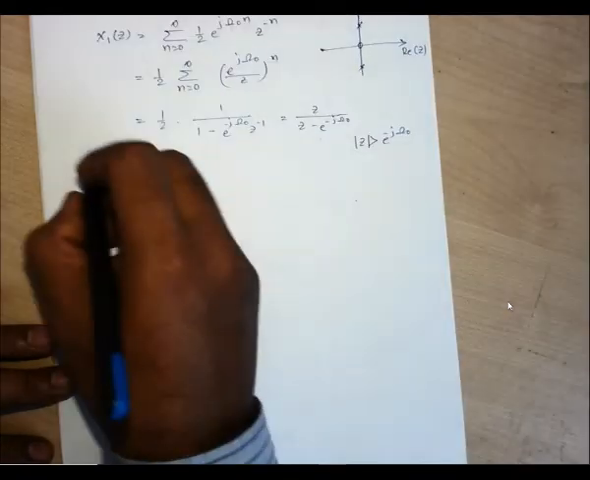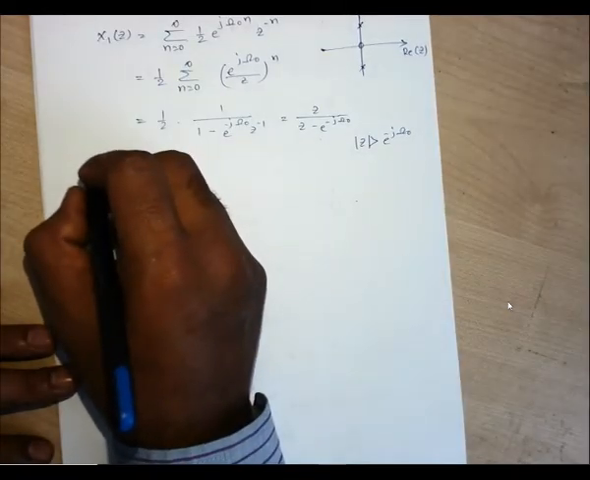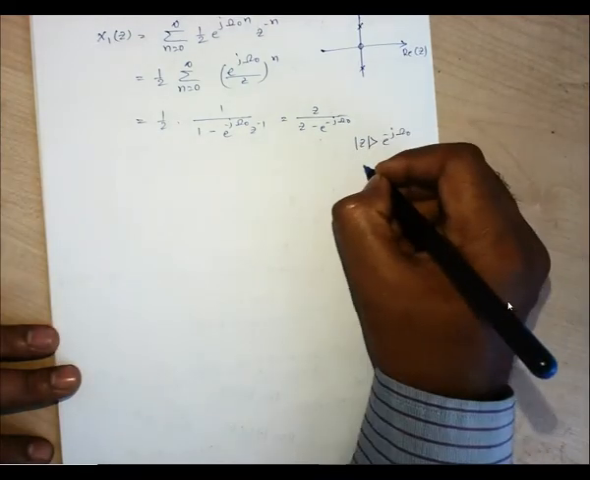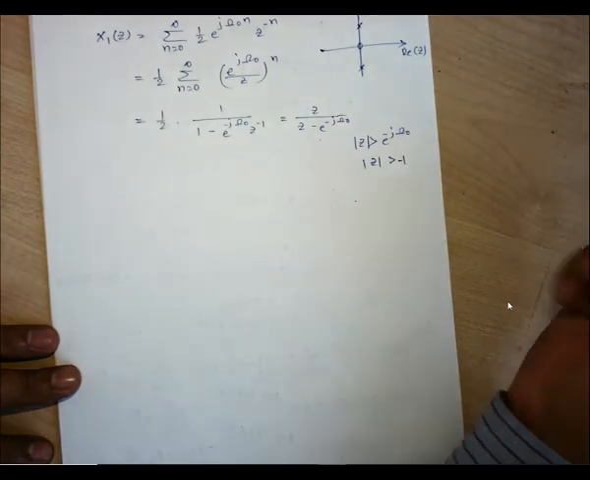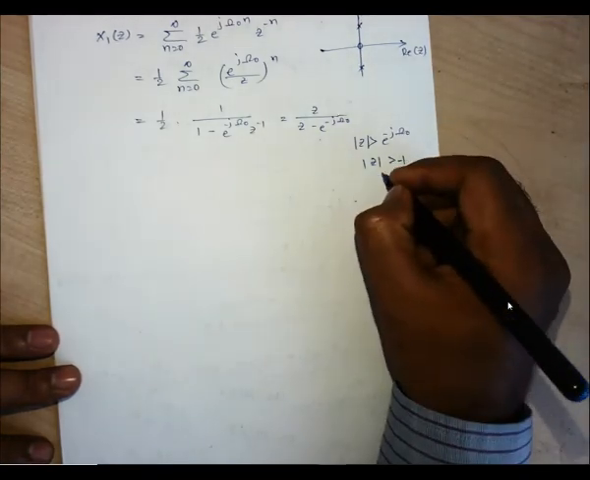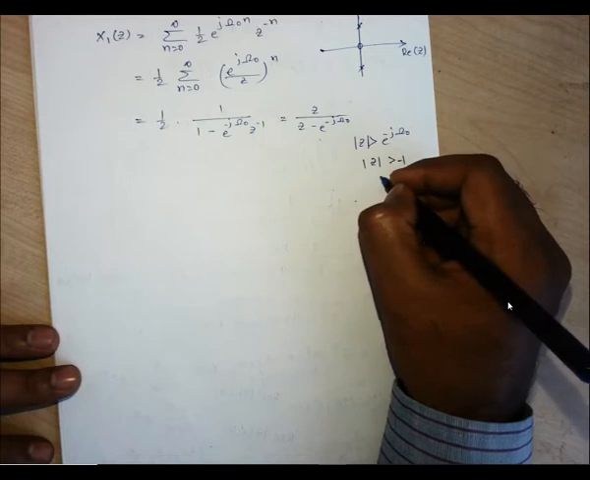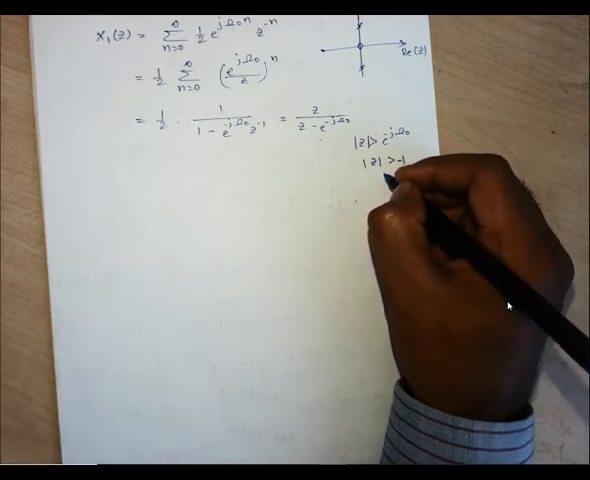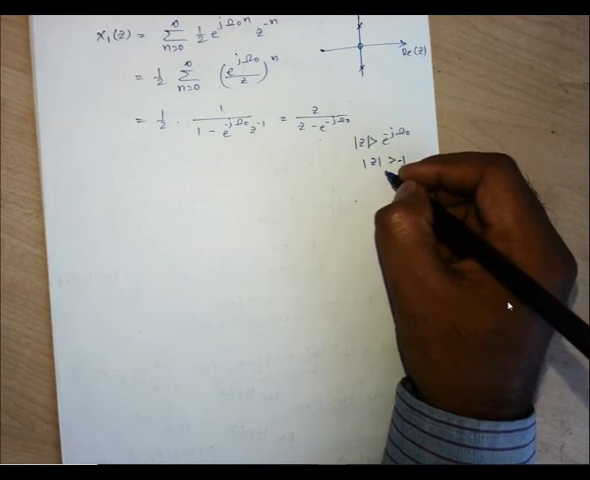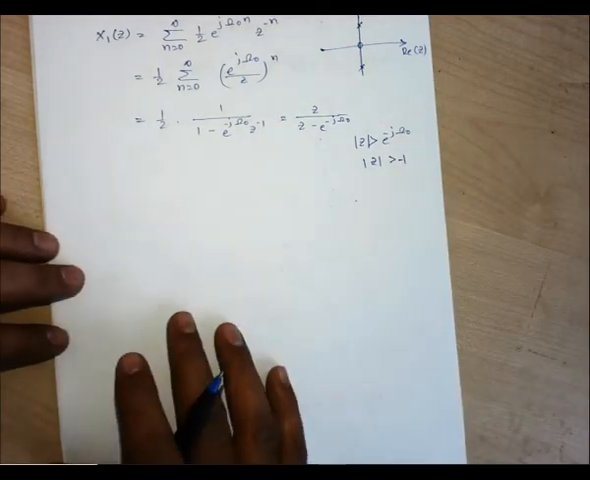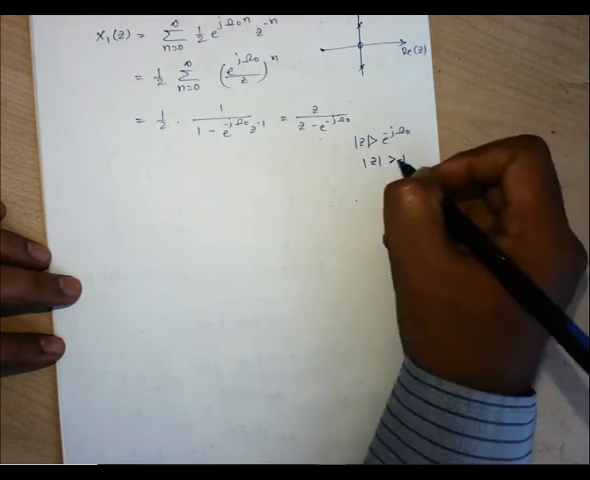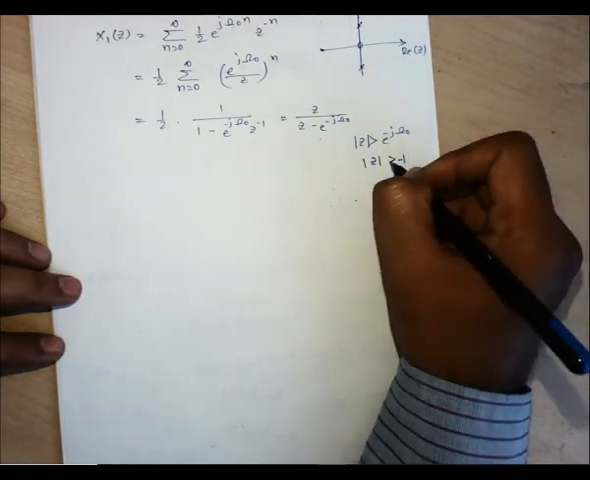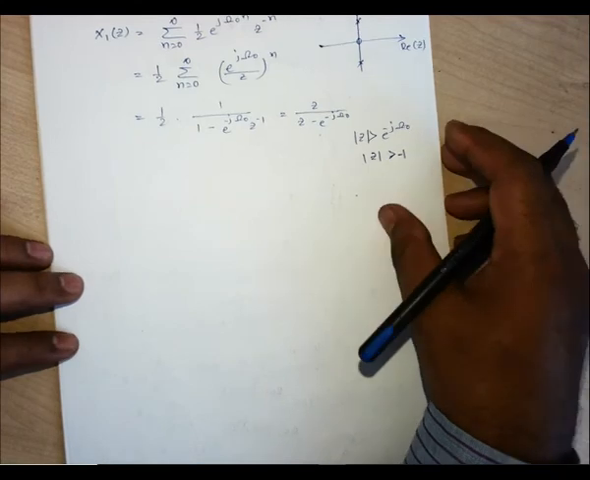e to the power j, minus 1, right? So mod of z will be greater than minus 1. Whatever problem we have chosen for this case, if we take this value greater than this, we come with the ROC that mod of z should be greater than minus 1.